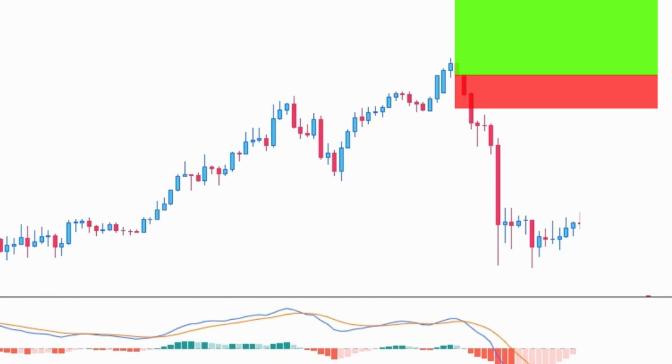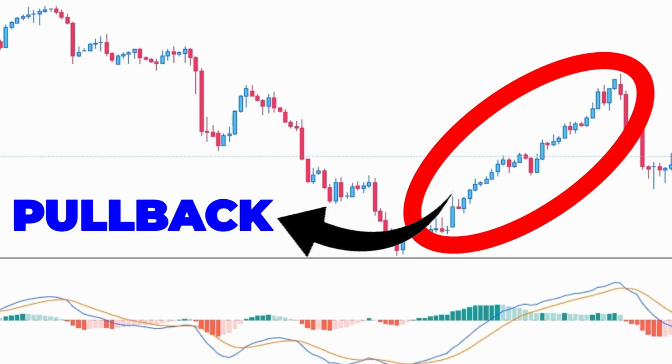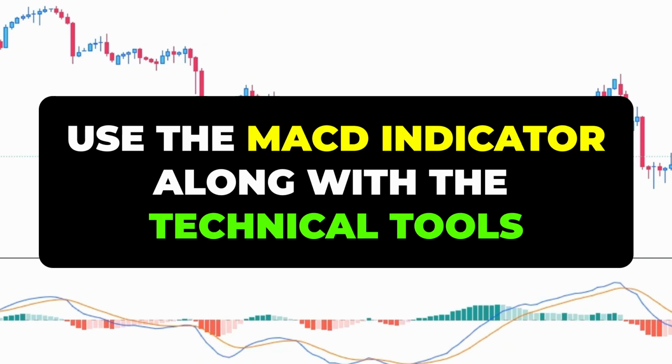Let us see this chart on the higher time frame and see where we made a mistake. So, on the higher time frame, we can clearly see that the market is in a downtrend phase, and the upside movement that we saw on the lower time frame was just a pullback within the higher time frame. The trade which we took was against the trend, and because of that, we ended up making a loss from it. And hence we recommend you to use the MACD indicator along with other technical tools.